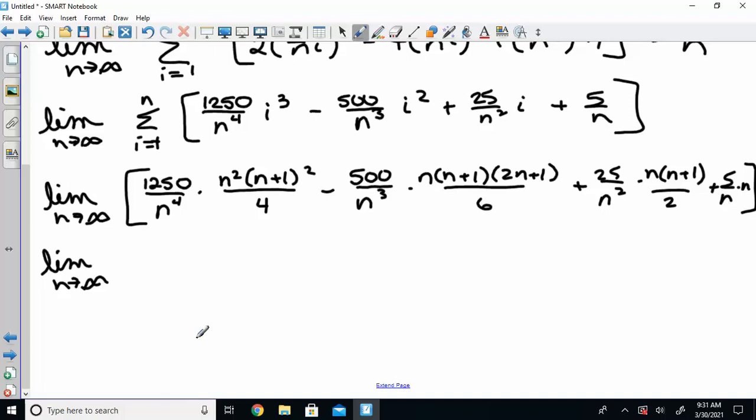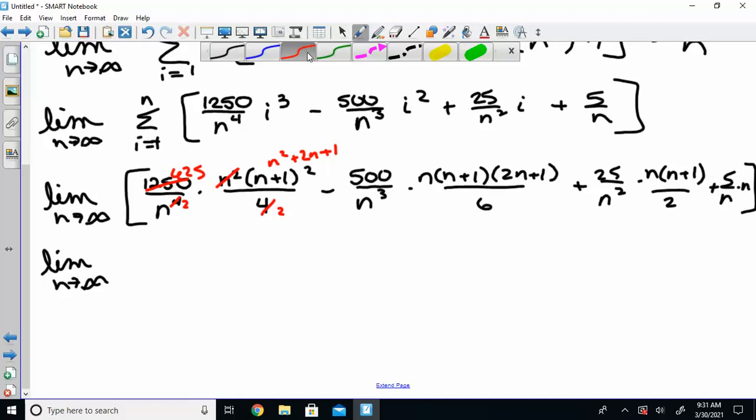This is pretty ugly right now. We need to reduce it as much as we can. So we could cancel like an n squared right off the bat. 1250 divided by 4 doesn't come out evenly, does it? 625 over 2. If I FOIL this, we get n squared plus 2n plus 1.